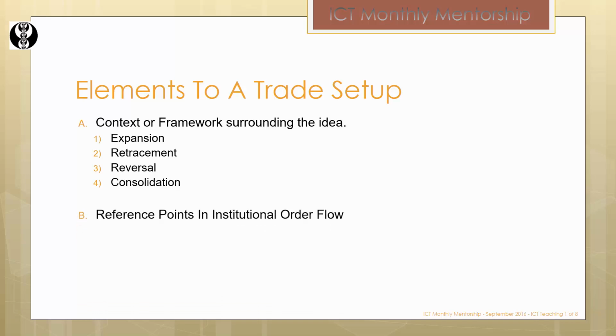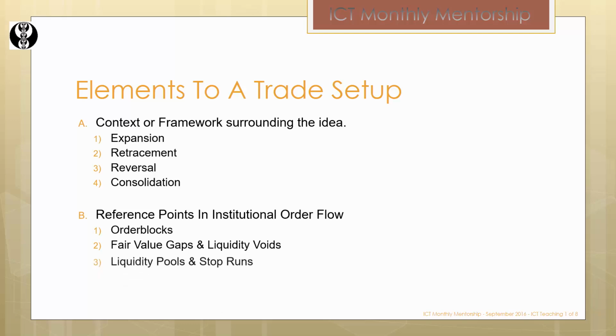Now, the other characteristic we use for defining elements to a trade setup is using these 4 criteria for context and framework to specific reference points in institutional order flow. The first one is order blocks. The second one is fair value gaps and liquidity voids, liquidity pools and stop runs, and lastly, equilibrium.